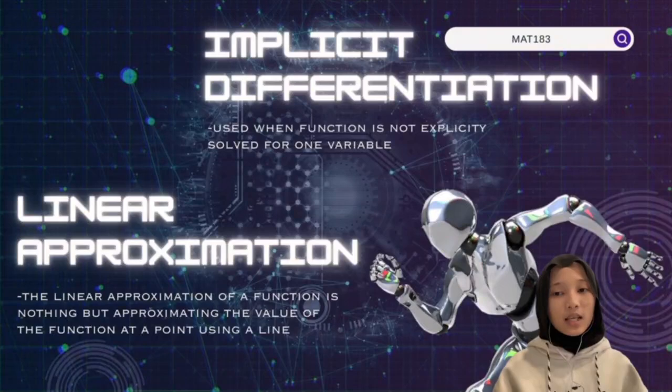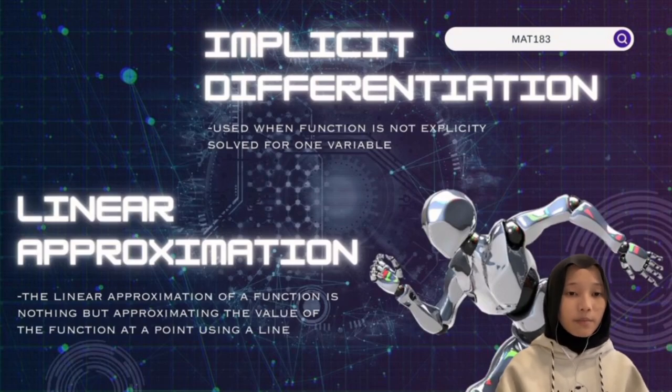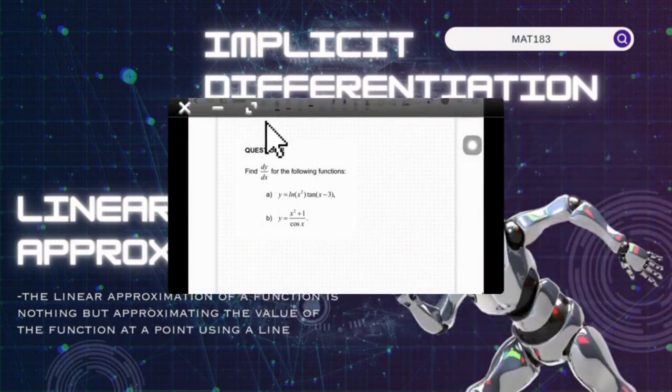Last but not least, implicit differentiation is used when a function is not explicitly solved for one variable. And linear approximation is the approximation of a function. It's nothing but approximating the value of your function at a point using a line.